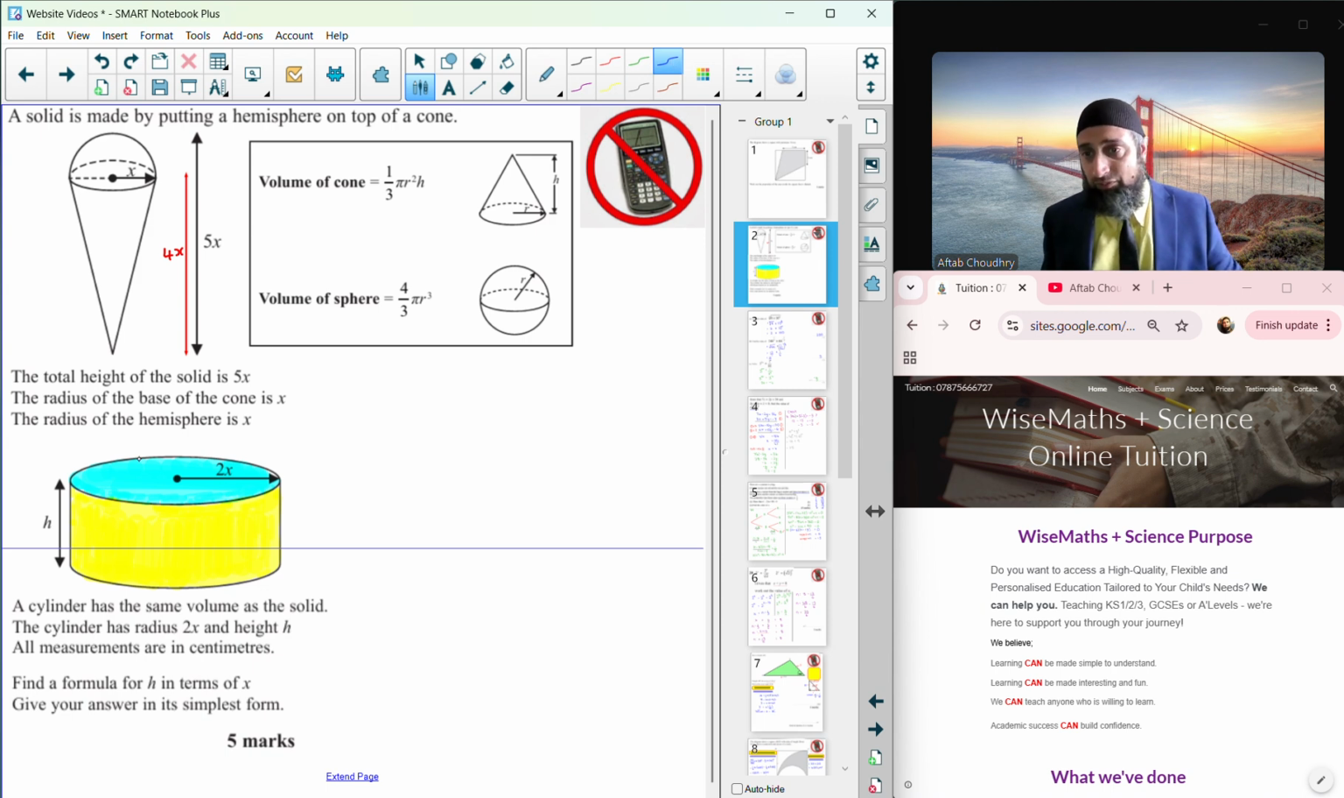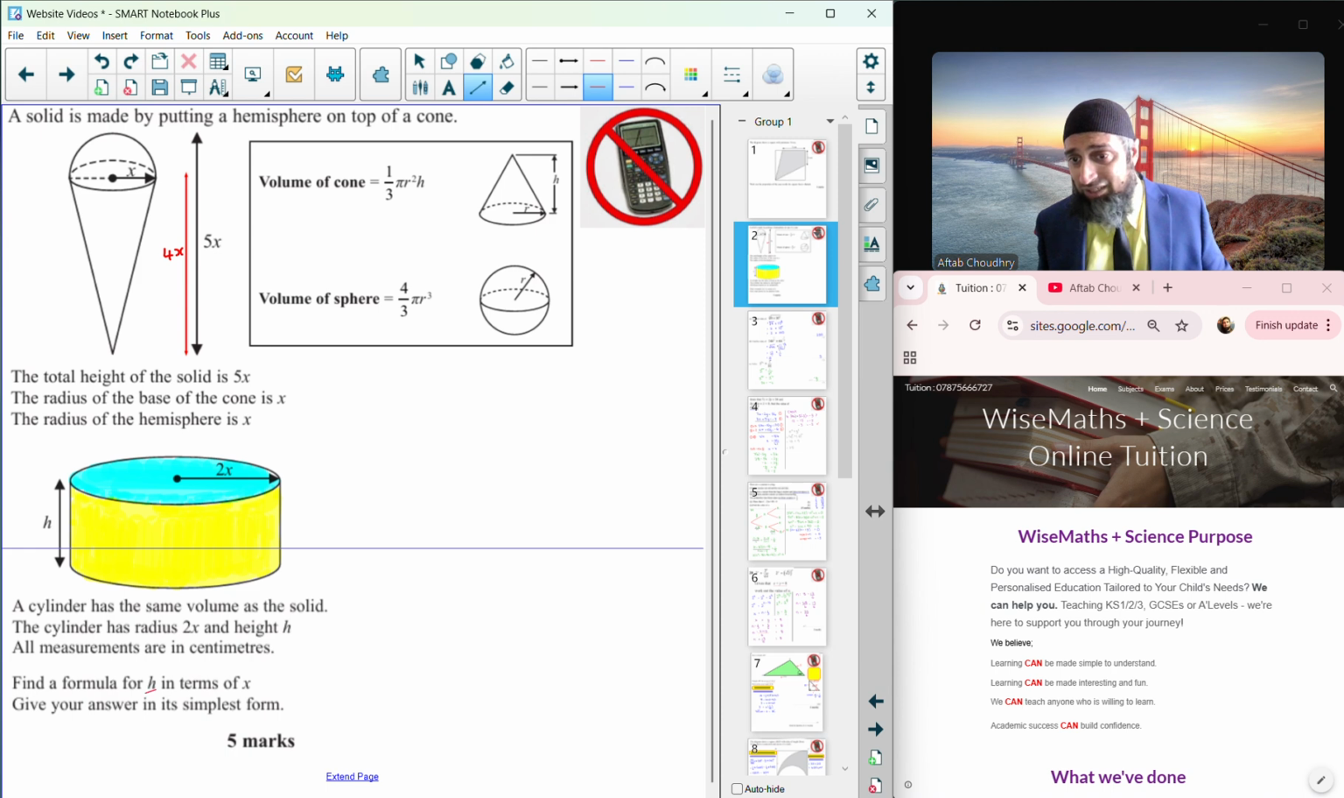Okay, let's move on. The cylinder has the same volume as the solid. The cylinder has a radius of 2x, which we can clearly see over there, and a height of h. All measurements are in centimeters. Find a formula for h in terms of x. Give your answer in its simplest form. So let's see how we go about this particular question.